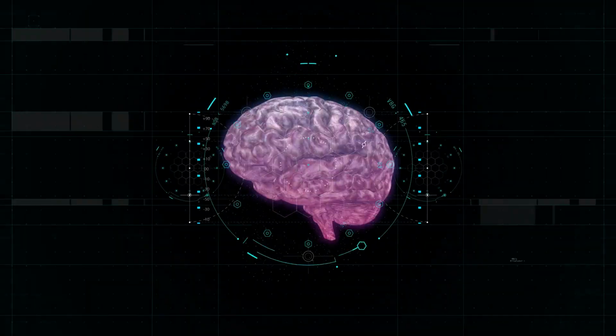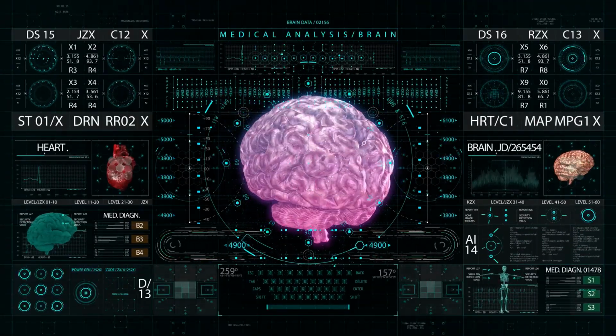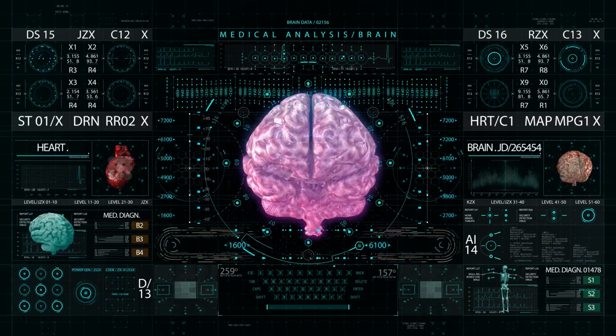PartyRock uses something called generative AI, which is a fancy way of saying you tell it what you want in plain English, and it builds it for you. It's like having your own personal app-making genie. You just rub the lamp or type on the keyboard. And poof, your idea comes to life.